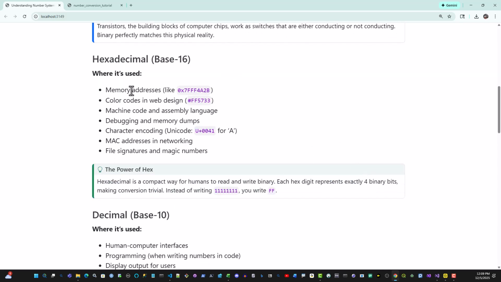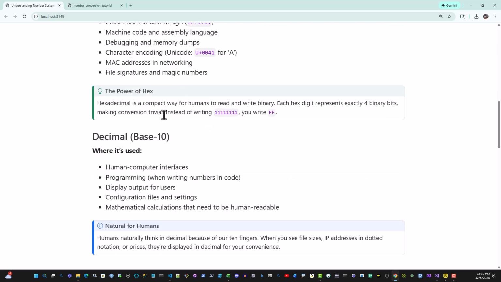For hexadecimal, you see things like this, which is a hexadecimal representation of binary information. For example, when you look at color codes, you're using hexadecimals. You've probably seen that many times in HTML documents. Also machine code and assembly languages, debugging and memory dumps, and character encoding like Unicode, where you use this type of representation for a letter A. Hexadecimal is therefore a compact way for humans to read and write binary. Each hex digit represents 4 binary bits.